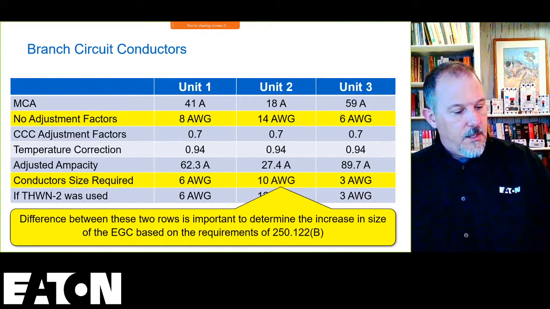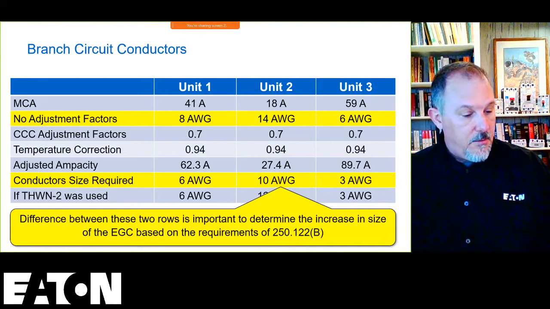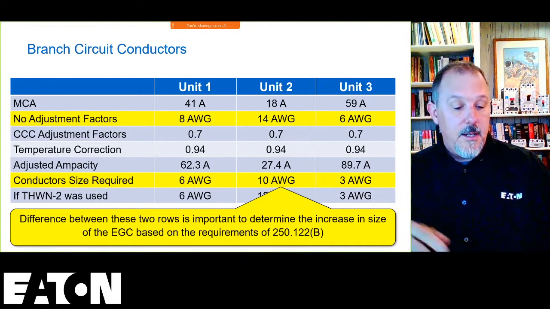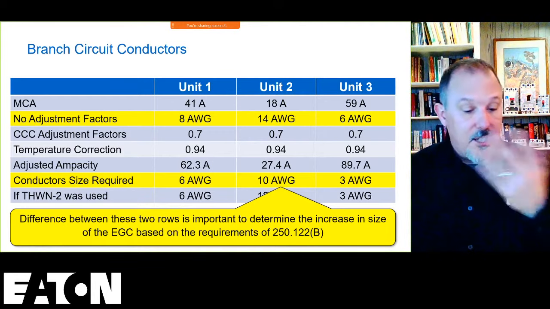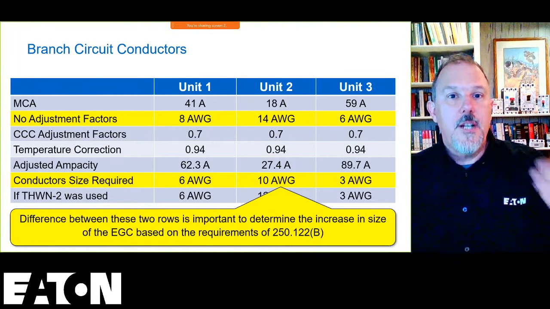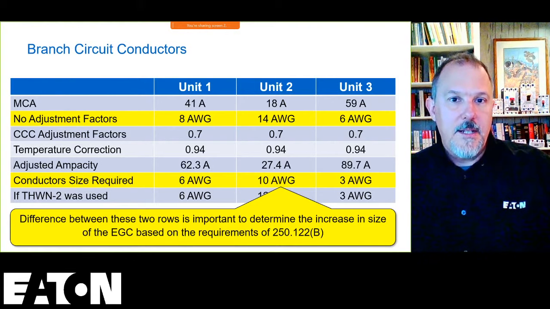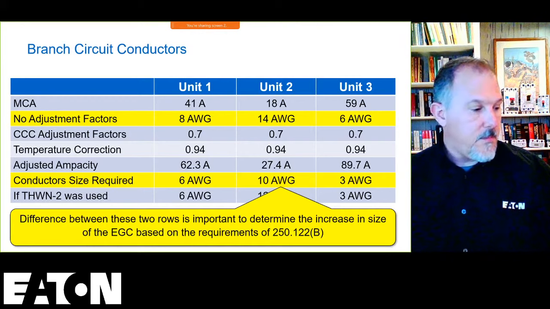250.122B, if ungrounded conductors are increased in size for any reason other than as required in 310.15B or C, that is what we just did. 310.15B is ambient correction, and C, adjustment factors for more than three current carrying conductors. So we've done that for anything other than that. So if I'm adjusting for ambient and temperature correction, I don't have to increase the size of the equipment grounding conductor. Now, if I'm on an earlier code, I had to do that.